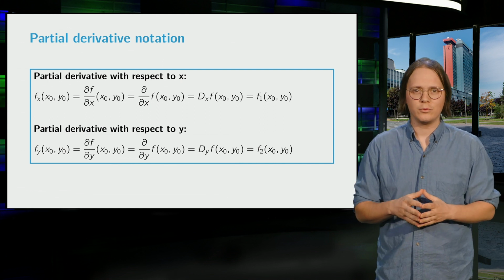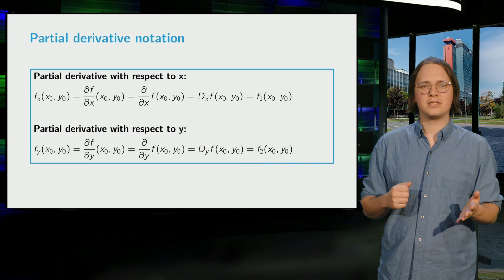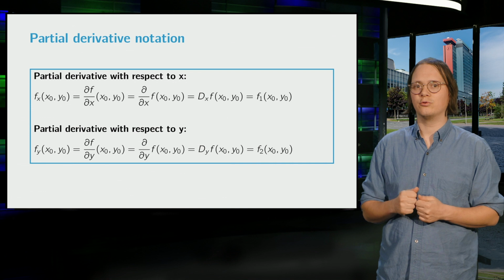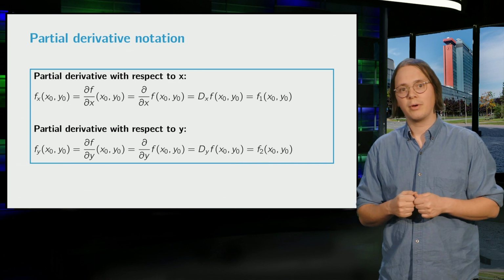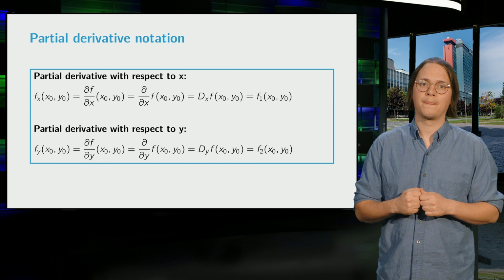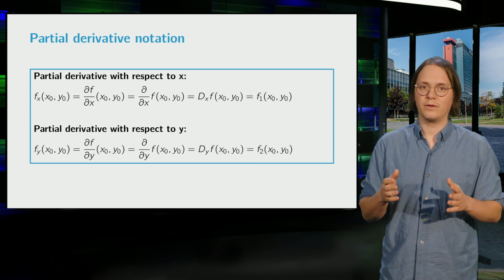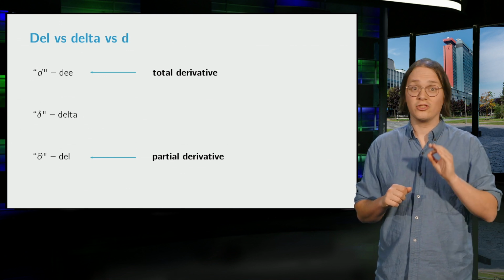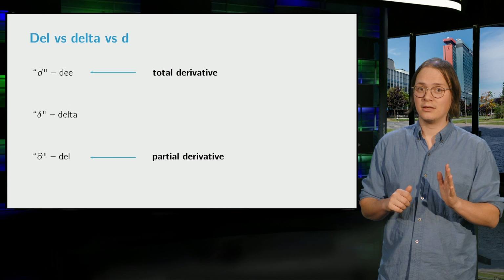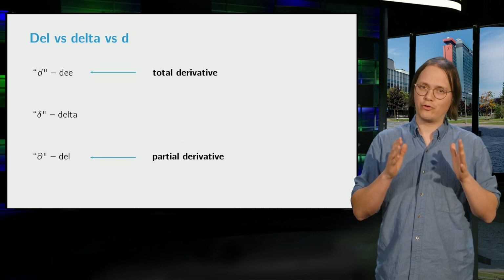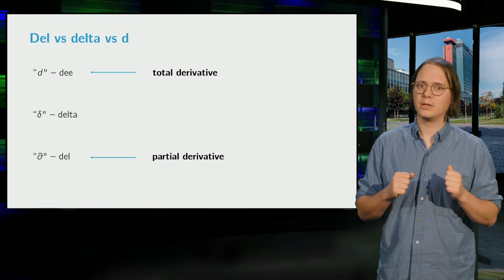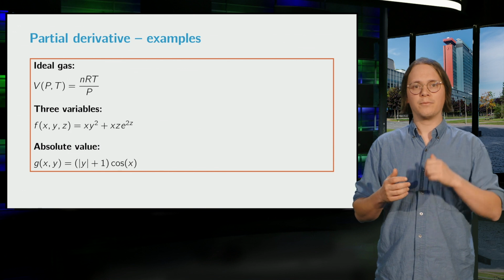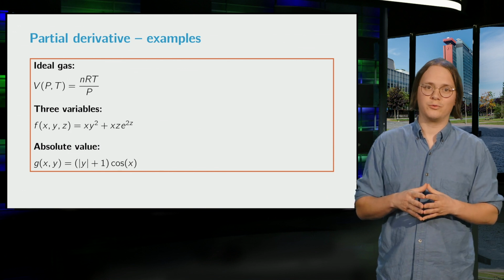Before having a look at some examples, let's fix some notation. As you can see, there are plenty of options. We will mostly stick with the first option, where we indicate the partial derivative of a function at a particular point by using a subscript of the relevant variable. Sometimes we will also use the notation with the del symbol indicated on the slide. Note that this is in particular not a d and also not a delta. In particular, there's a difference between the so-called total derivative, indicated by the letter d, and the partial derivative, indicated by the symbol del. Now, let's consider the following three examples of partial derivatives.